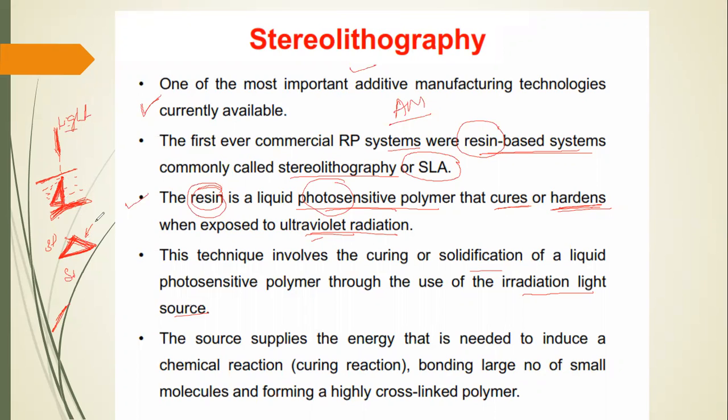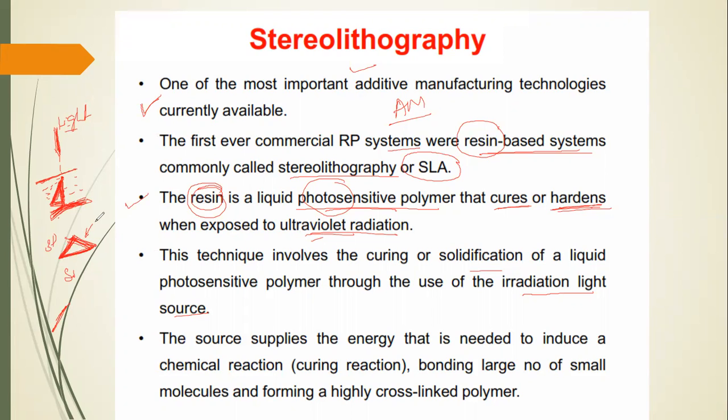The stereolithography process usually uses a photosensitive polymer. It requires a radiation light source. Whenever this light falls on the liquid, it absorbs the energy from the light and undergoes a chemical reaction. That is where curing takes place.